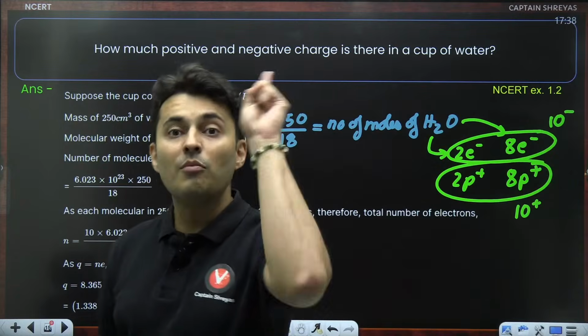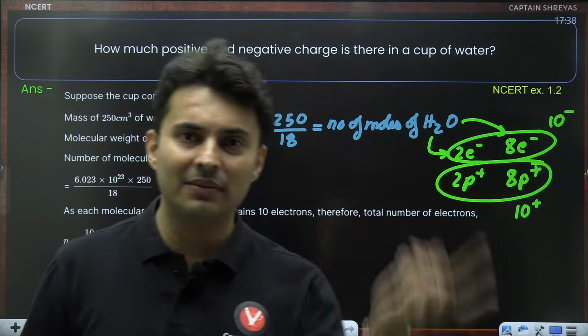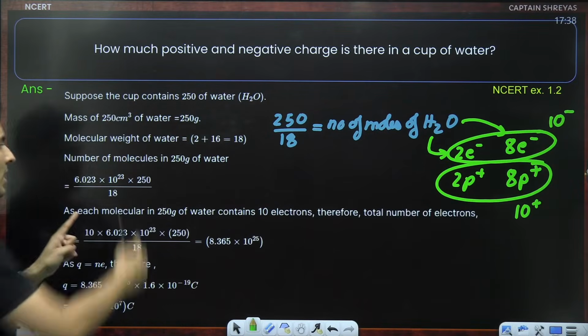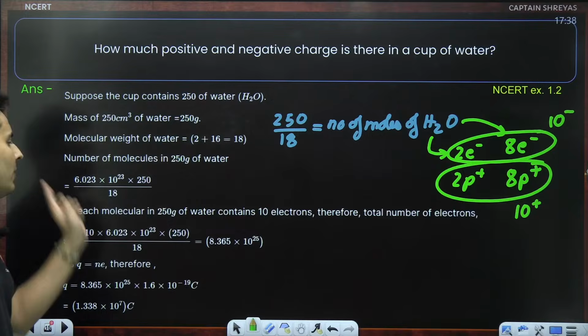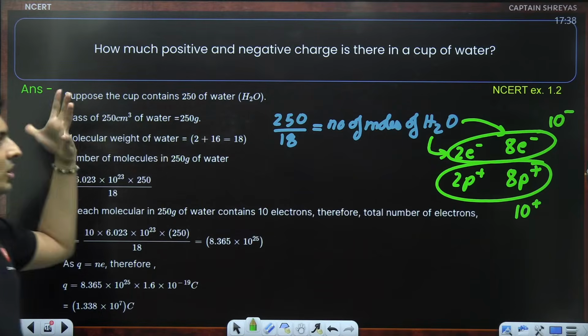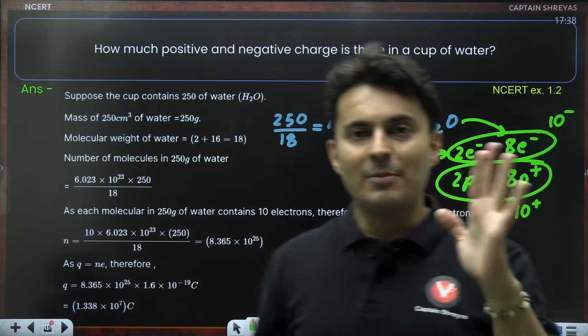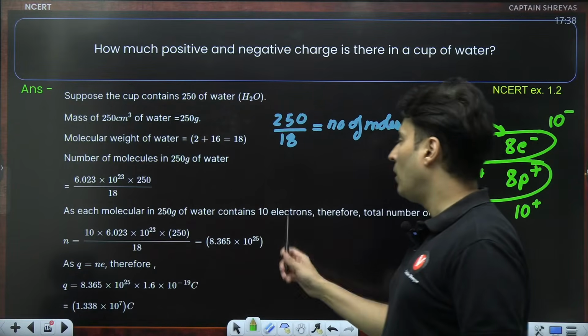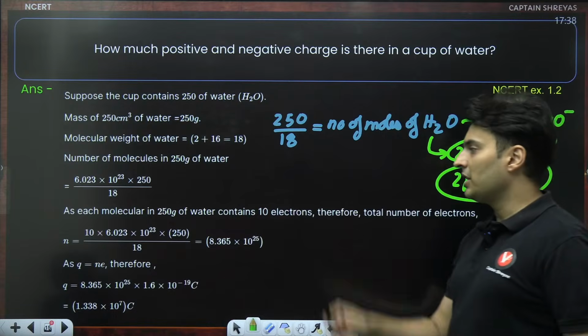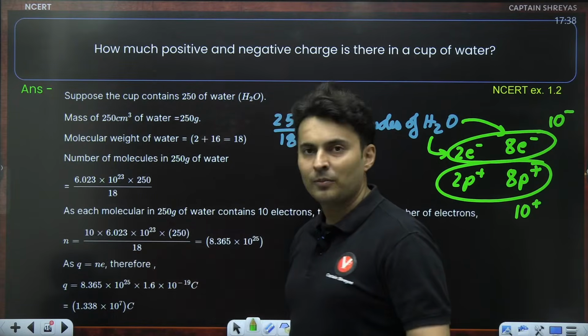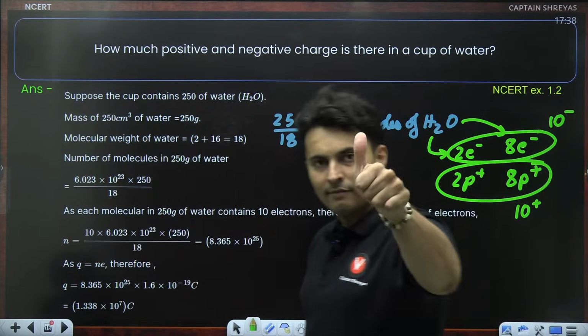So each molecule gives you 10 positive and 10 negative charges. So these many molecules, multiplied by 10, will give you that many positive or negative charges. You just have to multiply this whole number by 10. Is this point clear? Very good.